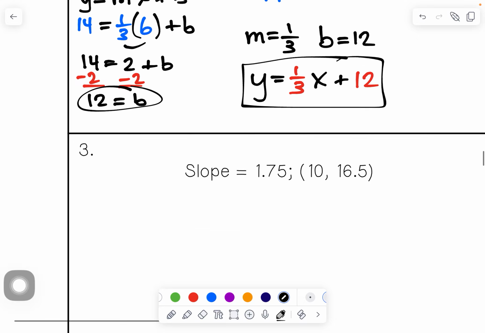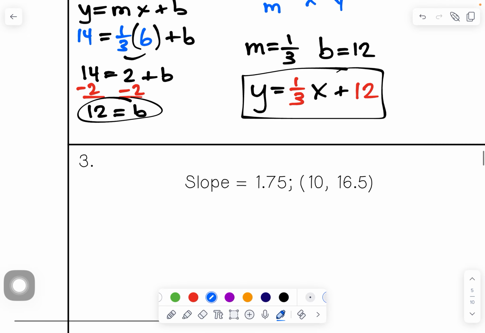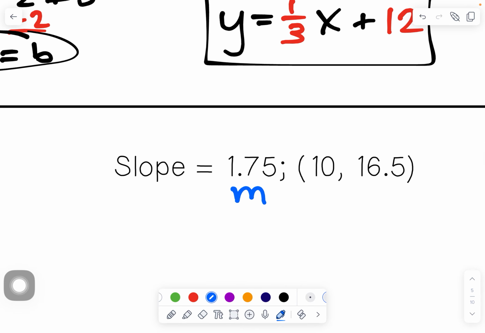Okay, and let's try another one here. This one has a decimal in it. No problems here, right? Same process. Slope is 1.75. The 10 is the x, and the 16.5 is the y. So we're going to do the same process. Numbers change a little bit here, no worries though.